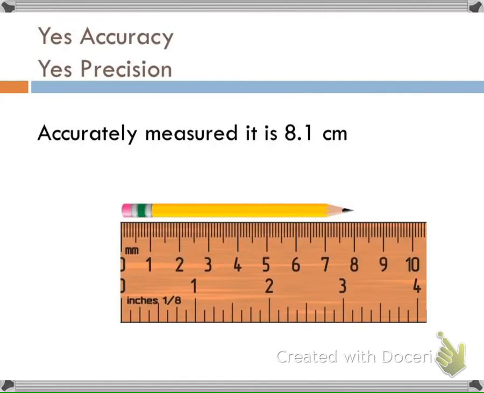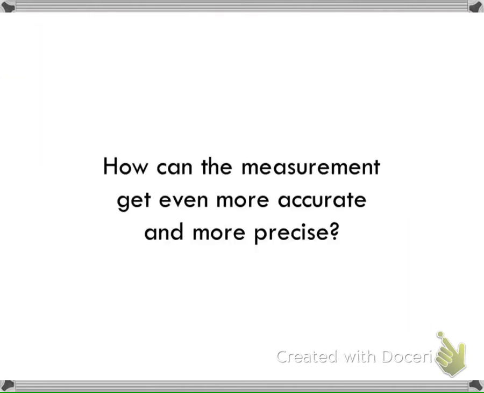or between these 2 marks we just have to guess at. But if we measure it with metric on the other side of the ruler, you can see there's a whole lot of little marks there. So we can get more accurate. Okay, so if we measure the pencil here, we can see that it is 8.1 centimeters or 81 millimeters. Okay, this is both accurate and precise. So I'm going to ask you this question. How can the measurement get even more accurate and more precise?